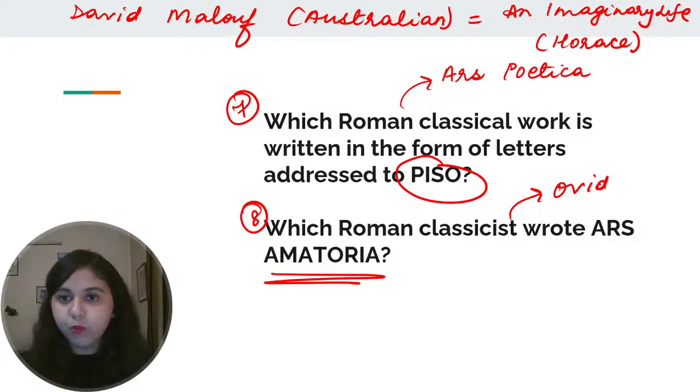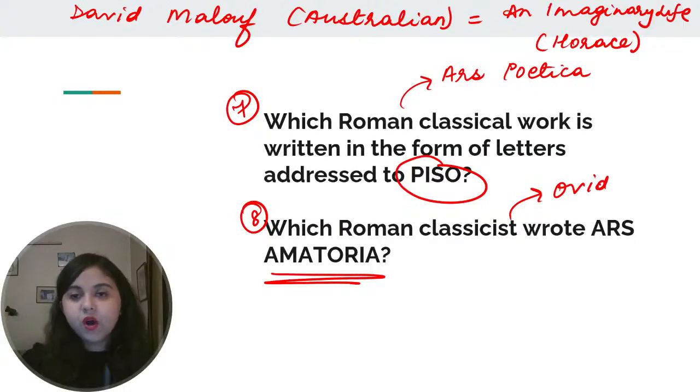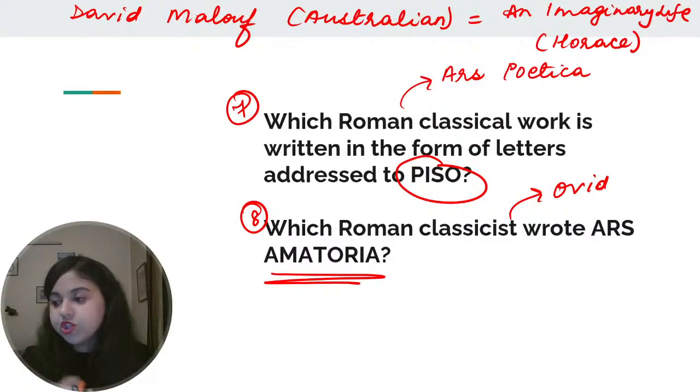You can always go back to this work also. Ars Poetica, Ars Amatoria: both these works are very important Roman classical treatises that we're talking about. So Ars Poetica is an example of letters, right? It's basically the epistolary form, which is addressed to Piso.